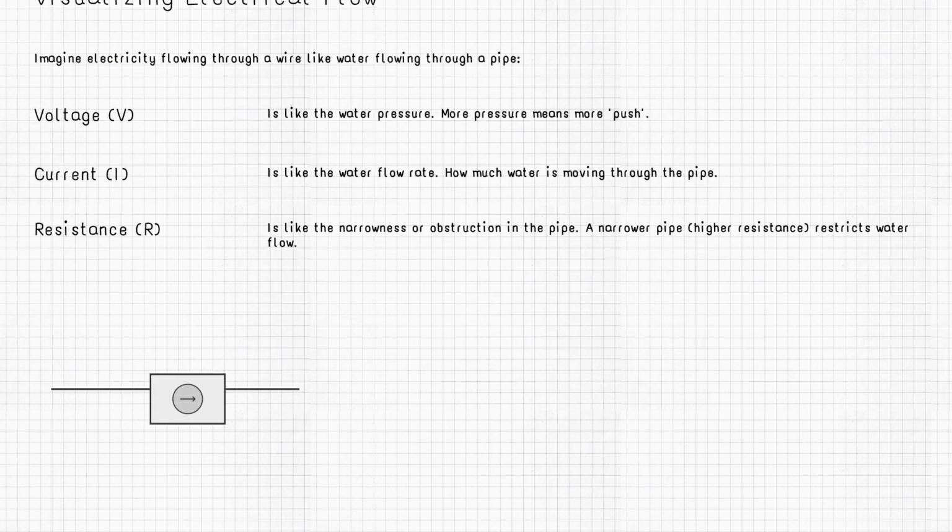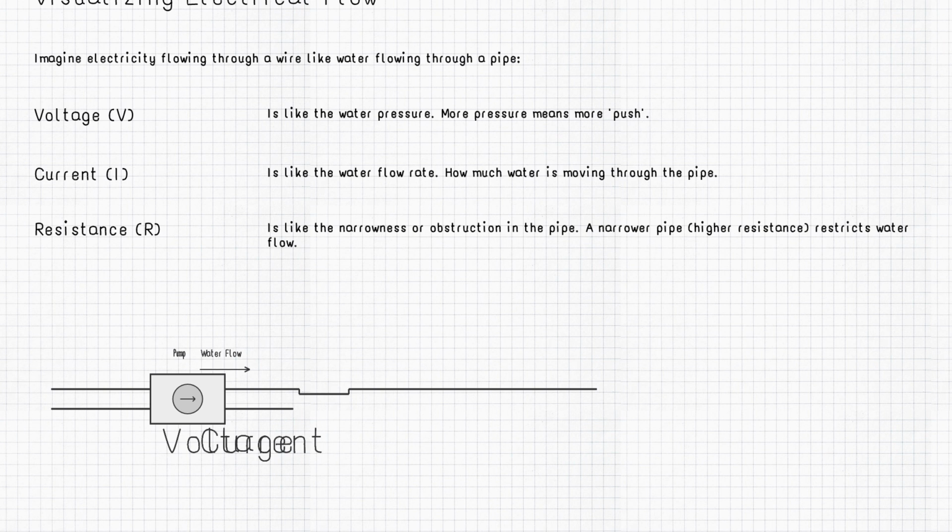The pump pushes water through a pipe, which has a narrow section in the middle. In this analogy, the strength of the pump is like voltage in an electrical circuit. The flow of water through the pipe represents the current, which is the flow of electrical charge. The narrow section of the pipe, which restricts water flow, is analogous to resistance in an electrical circuit.